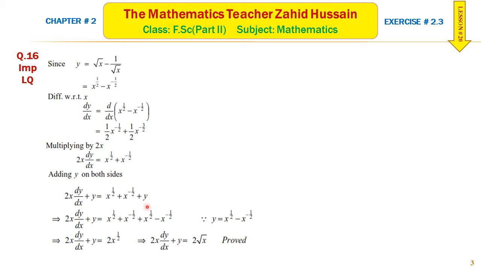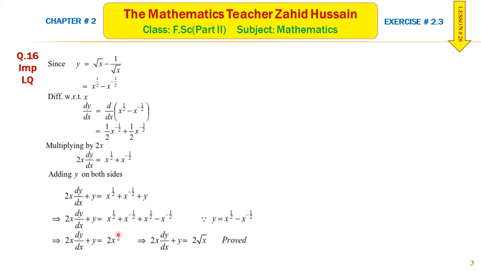Now here the value of y is given to us, this one. So we will replace y by this value: plus x to the power 1 over 2 minus x to the power minus 1 over 2, since y is this. 2x dy over dx plus y is equal to, now look at this, minus x to the power minus 1 over 2 and plus x to the power minus 1 over 2 are cancelled, and we are left with 2x to the power 1 over 2.